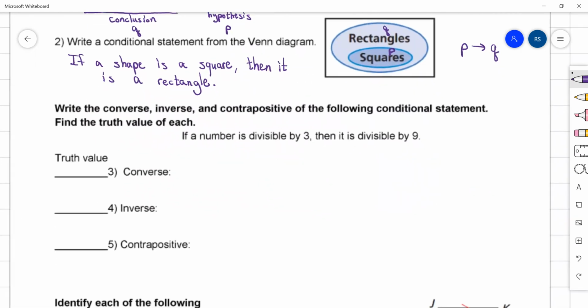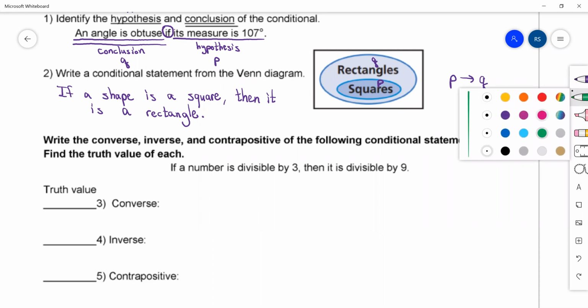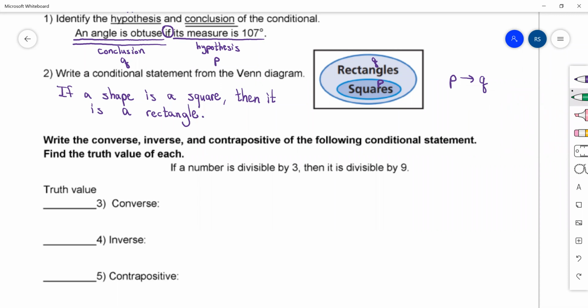Okay, next one. So now we have to write the converse, inverse, and contrapositive of the following conditional statement and find the truth value of each. So first, we need to get our hypothesis and our conclusion. We got to figure out what's P and what's Q. So if a number is divisible by 3, that's got to be our P. Then it is divisible by 9. That's got to be our Q.